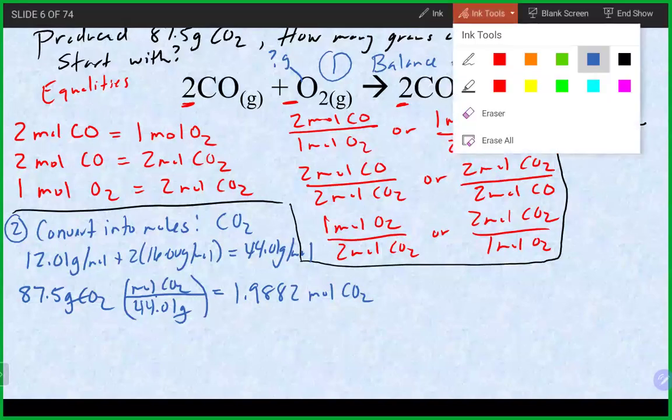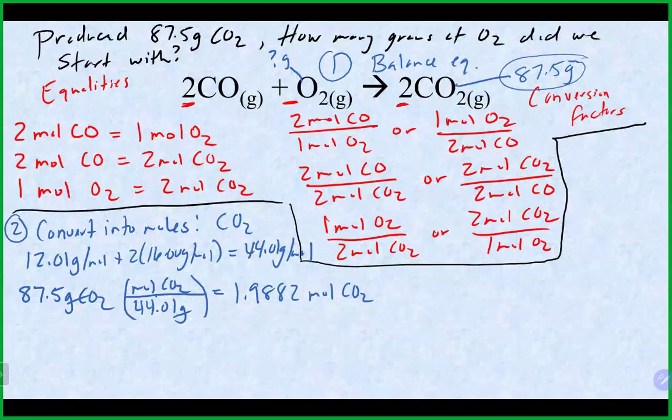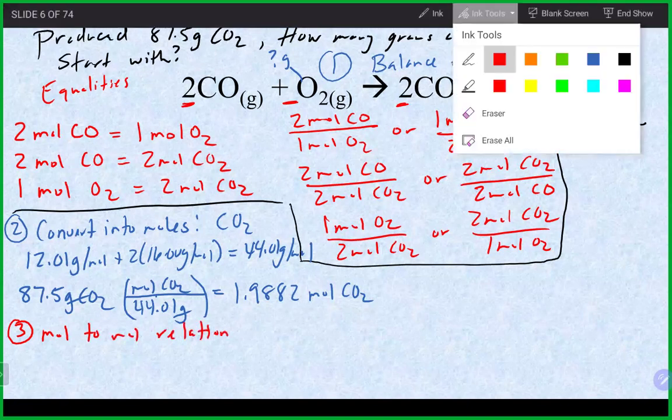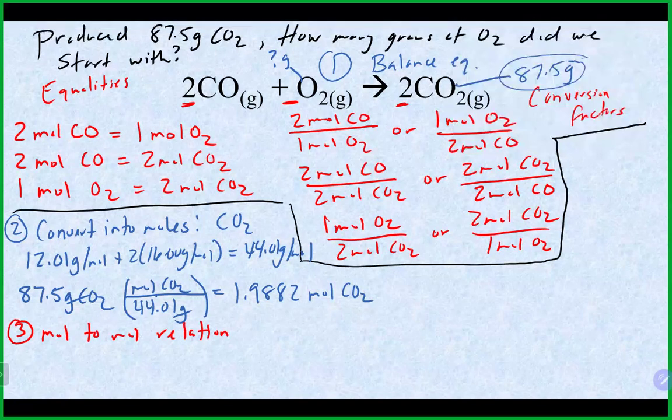We would want to go to the equation for step number 3 here and find our mole to mole relationship. In this case, the mole to mole relationship would be what they gave us, which was CO2, and what we're trying to find, which is O2 in this case. We already did that right about here, right? And that gave us that equality. And it also gave us these two conversion factors down on the bottom here.